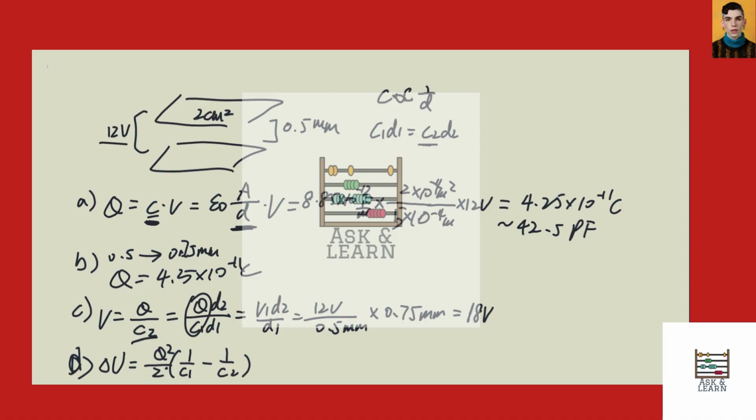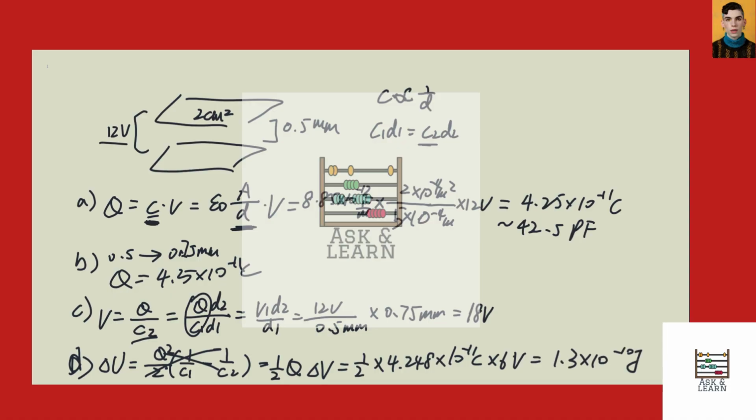So finally, we have this. Now that we've actually worked out some of the numbers, I feel like it's probably easier to use V instead of C. So I'm actually going to use 1/2 times Q delta V. So 1/2 times 4.248 times 10 to the negative 11 coulomb times the change of voltage, which is 6 volt. So that gives me 1.3 times 10 to the negative 10 joules. That's the amount of energy, the amount of work we put in, to pull the plates apart.